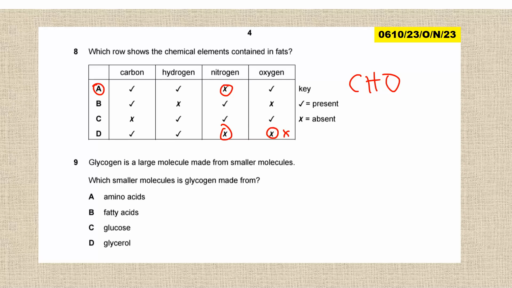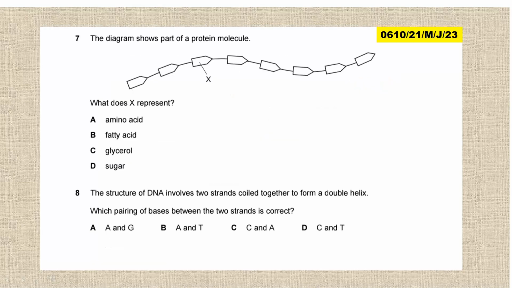Glycogen is a large molecule made from smaller molecules. Which smaller molecule is glycogen made of? So it's made from glucose. The diagram below shows part of a protein. So this is the protein molecule. Protein molecules are made up of smaller units called amino acids. So these are amino acids. What does X represent? So it represents an amino acid.